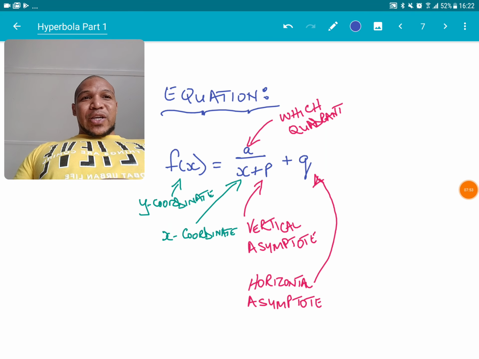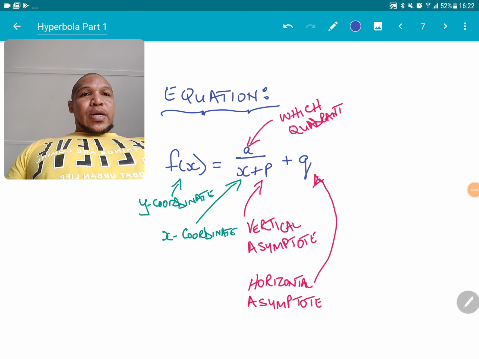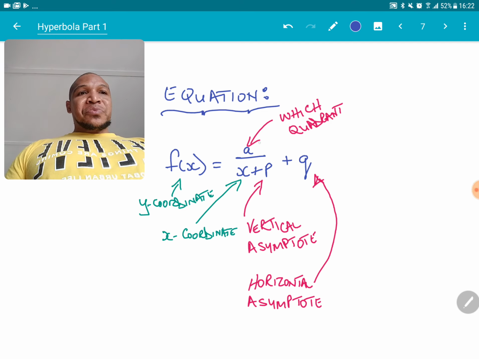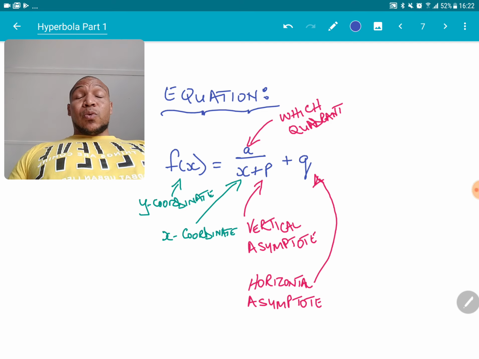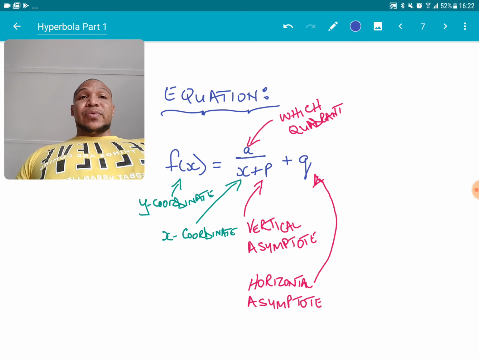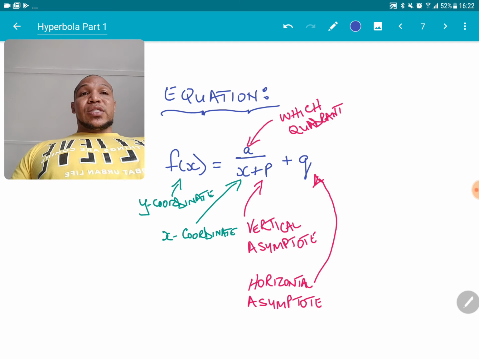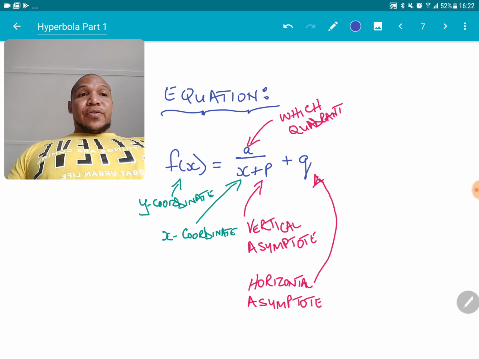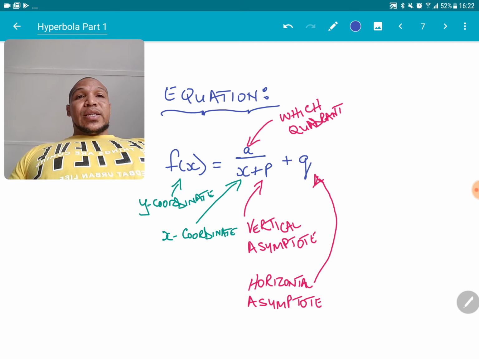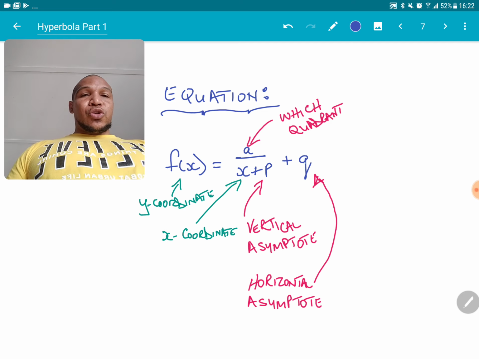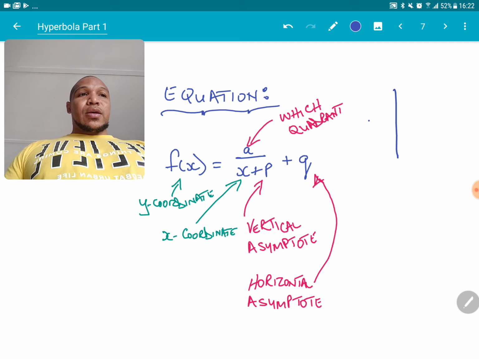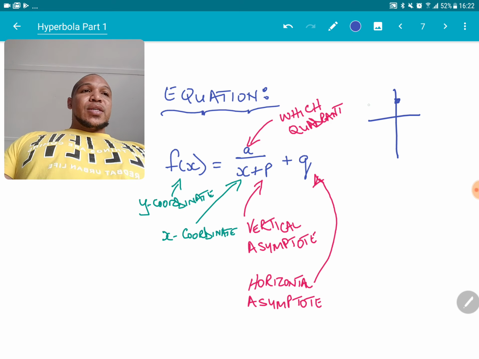Let's just summarize quickly. Here is our equation. A tells us in which quadrant it lies. When A is positive, it will lie in quadrant 1 and 3. When it's negative, 2 and 4. X and f of x is a point on my graph. Q is our horizontal asymptote. So Q will be a value on my y-axis, and there will be a horizontal line going through there.